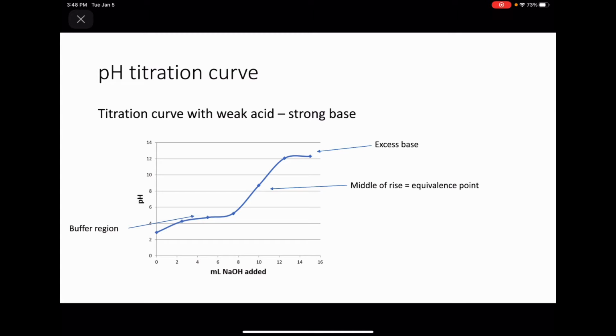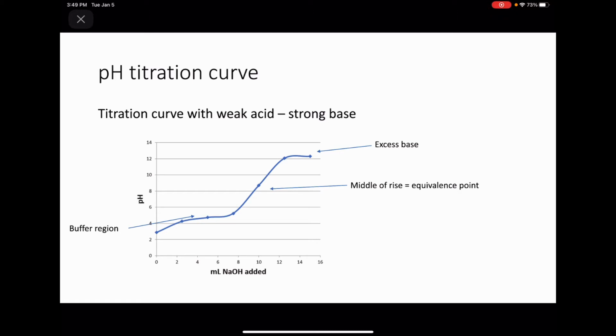generating a buffer. And so there's a range, in this case, between about 3.5 to 5.5, where we're in what we call a buffer region, okay, where we're actually generating a buffer where we have both the weak acid and conjugate base. We have the same kind of somewhat rapid rise in pH as we approach the equivalence point. It's not quite as steep. Usually it's not quite as large in weak acid cases.